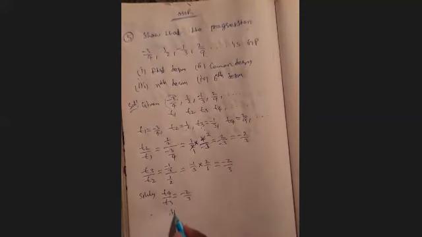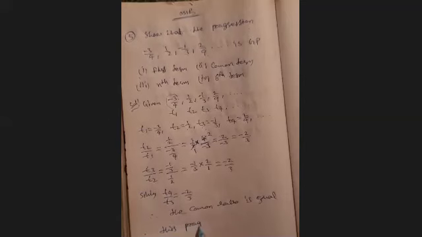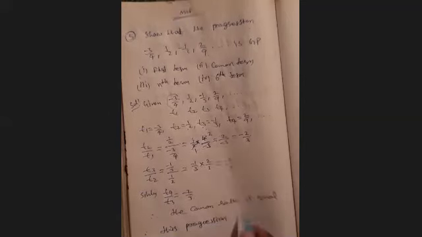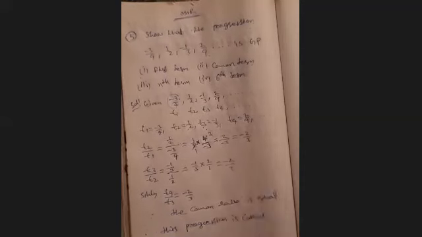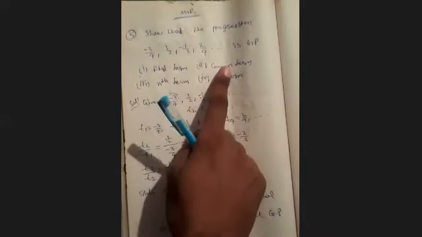Therefore, the common ratio is equal. Therefore, this progression is called GP. This progression is called what? GP. Yeah, that is the first question, show that this progression is GP, completed. And it is also asking what? First term, sorry, common ratio, nth term, sixth term.